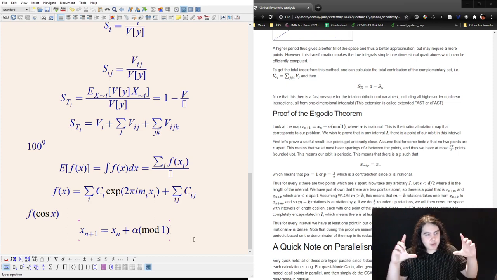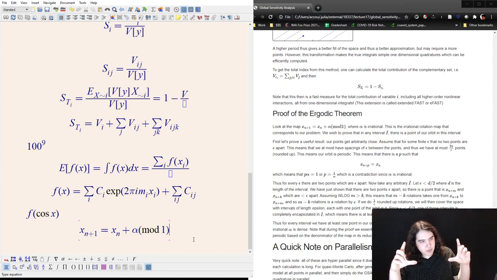So think about this like you're doing rotations of a circle. And let's say you're rotating by pi over 2. If you rotate by pi over 2, then when you go 4 times around, you'll have done a 2 pi rotation, and you're back where you started. Pi over 4, then in 8 turns, you'll get back to where you started.